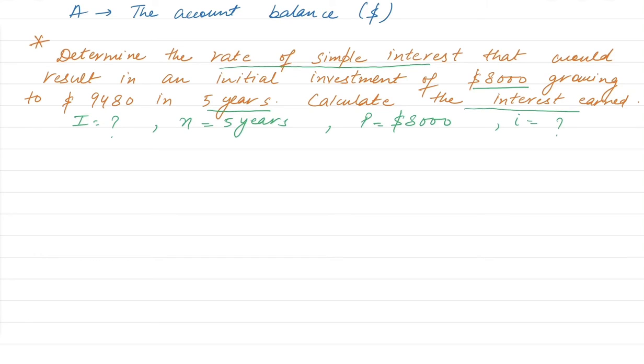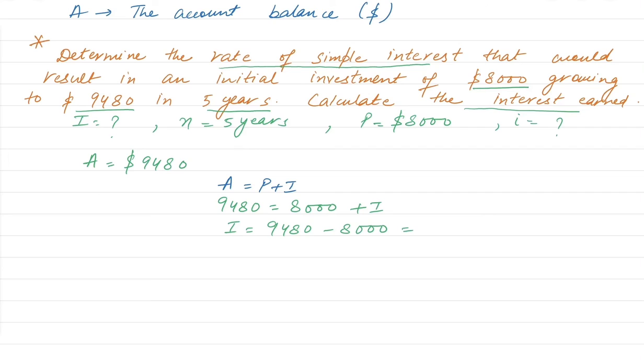Now A, the total amount, is given to us, which is 9,480. So use this formula: A = P + I. A is given to us, P is given to us, so we can easily find capital I. Write 9,480 = 8,000 + capital I. Now I can be written as 9,480 take away 8,000. When plus goes to the other side, it becomes minus. You know that, yeah? So this is equal to 1,480.